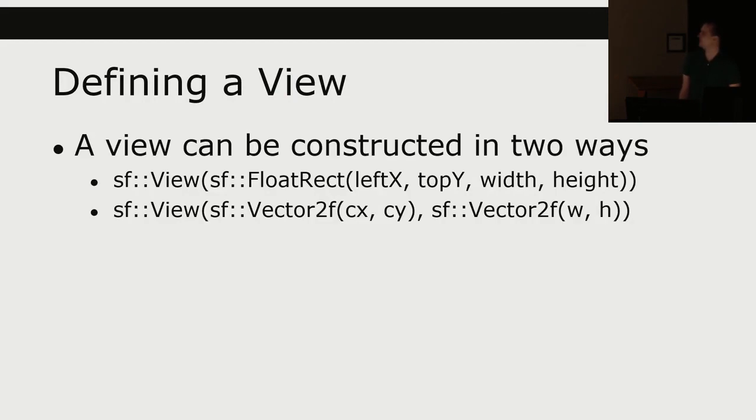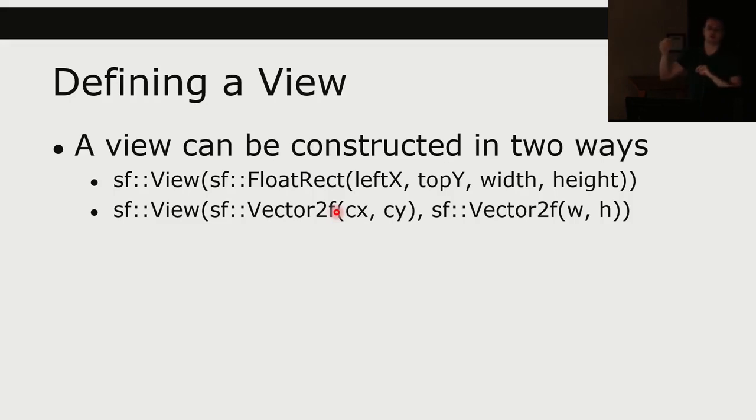So a view can be constructed in one of two ways. You can construct it with a float rect. So a float rect has a top left x, a top left y, and a width and a height. Or you can specify it in a different way. Okay, so that's the rectangle way, where you say, I want to look at this rectangle of the world.